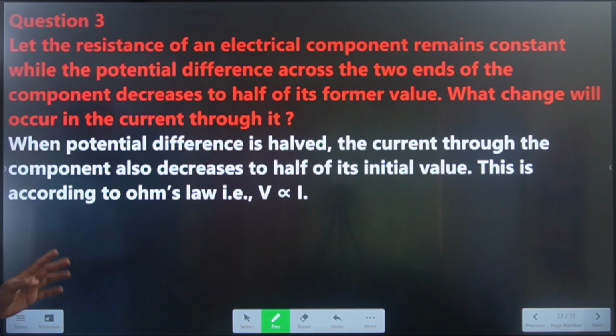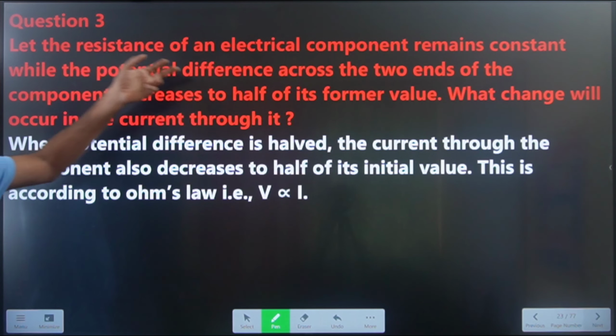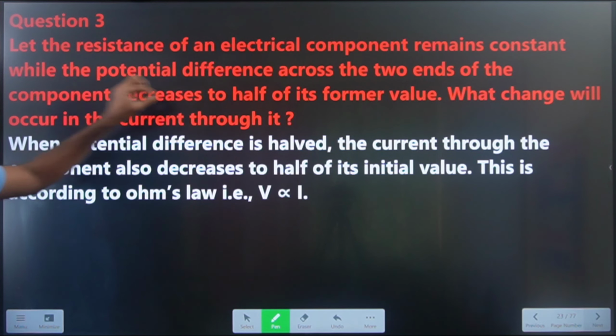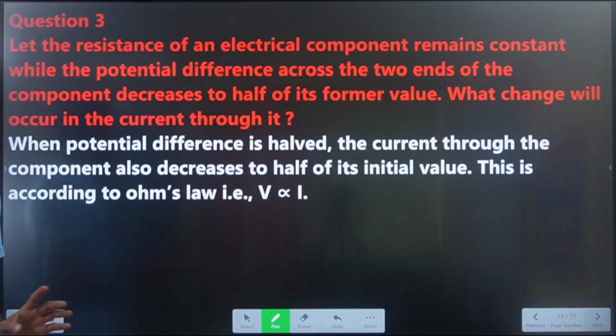Okay, here the given in the question, let the resistance of an electrical component remain constant, అంటే R value constant గా ఉంది, right? While the potential difference across the two ends of the component decreases to half, అంటే V value V by 2 అయితే, decreases to half its former value, then what change will occur in the current through it?